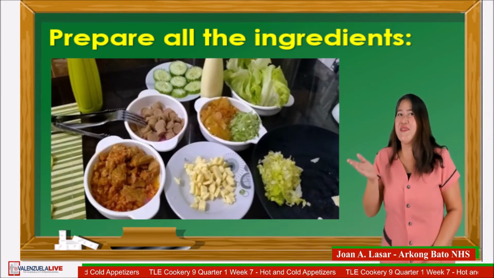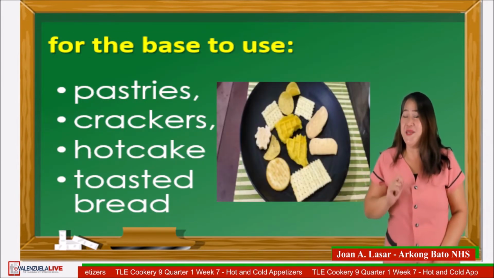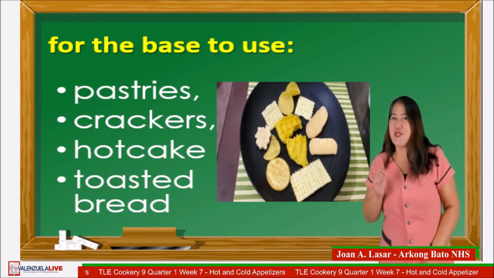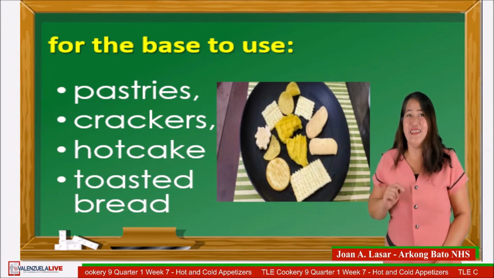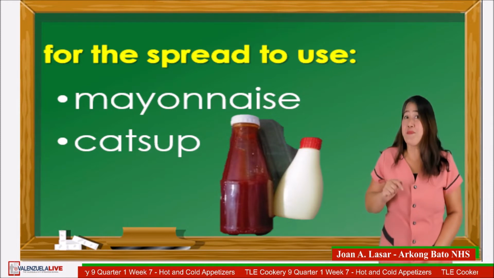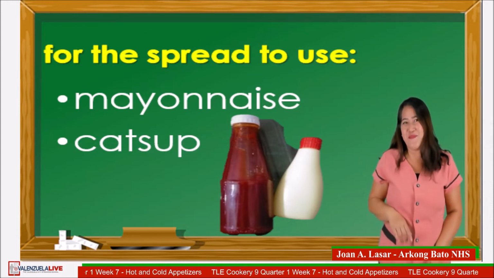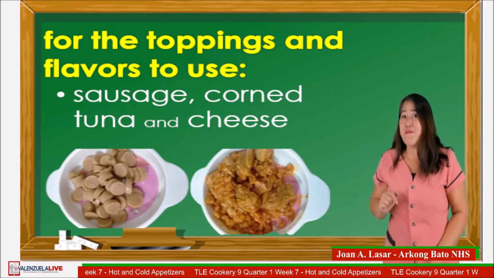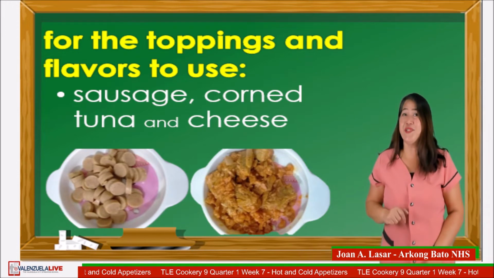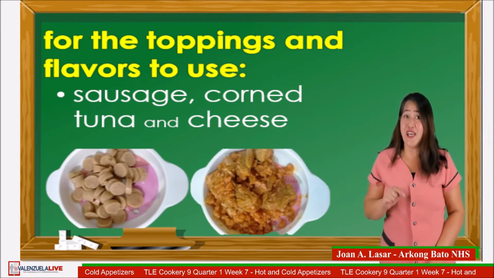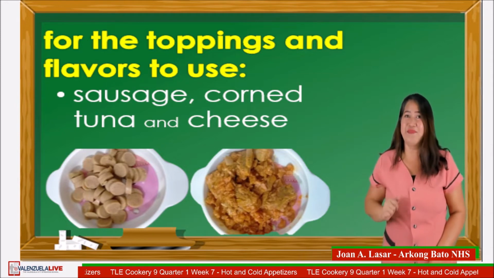Prepare all the ingredients. Our ingredients for the base to use are pastries, crackers, hot cake, toasted bread. For the spread to use, we have mayonnaise and ketchup. For the toppings and flavor to use, we have sausage, corn tuna, and cheese. Don't forget to drain and remove the excess water.